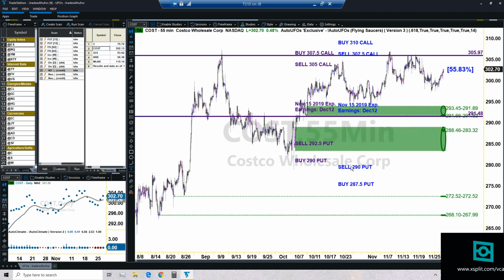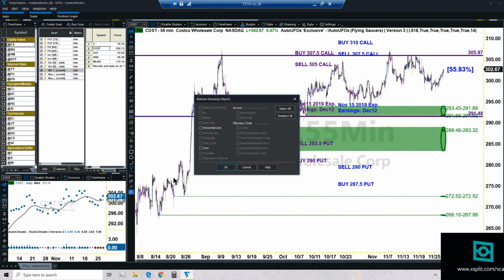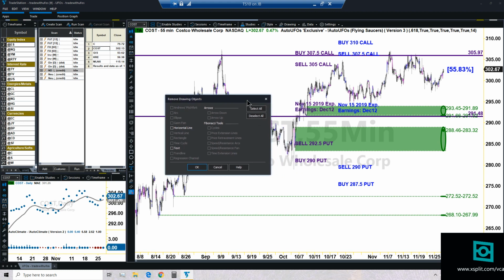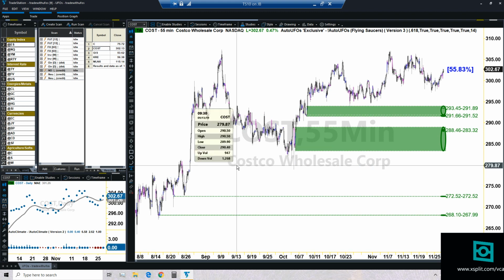Okay, so knowing this, I'm just going to load the chart. Let me do some cleaning here because there were some trades done before, but those trades are basically over. The trade that we did on Costco was using November 15 expiration. Today is November 27, so that was done a few weeks back. So I'm just going to delete everything so we start from zero.